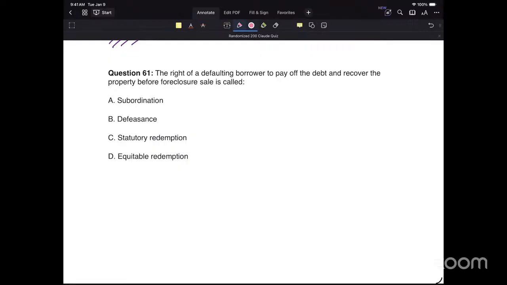I've got to say, Claude, the AI, did a good job on these questions. They're hitting a lot of things that you need to know for this test, even if it's not the answer you're looking for. If you go through and ask whether you know what all these answer choices mean, this is a great review.